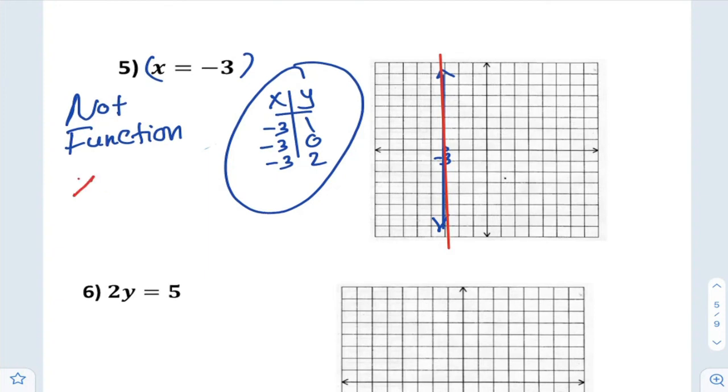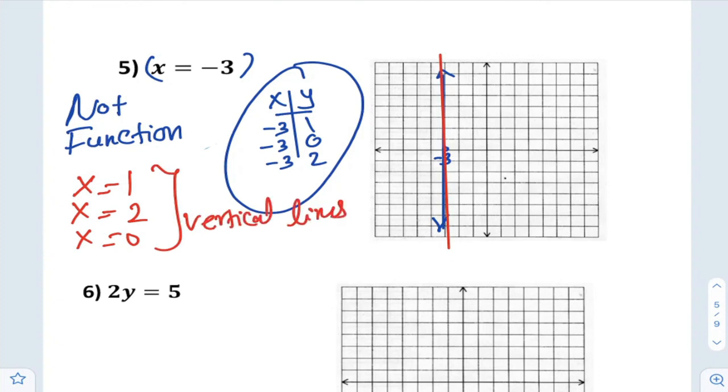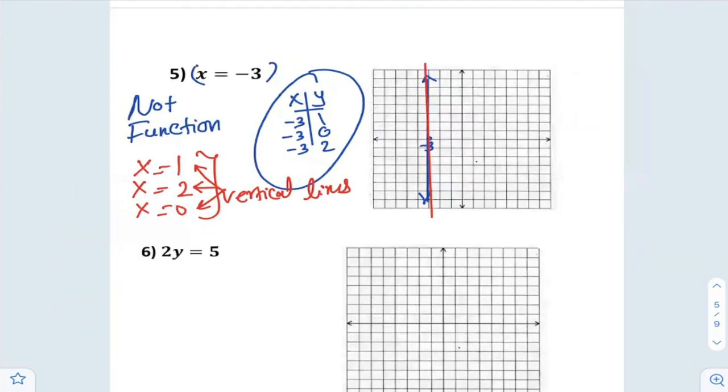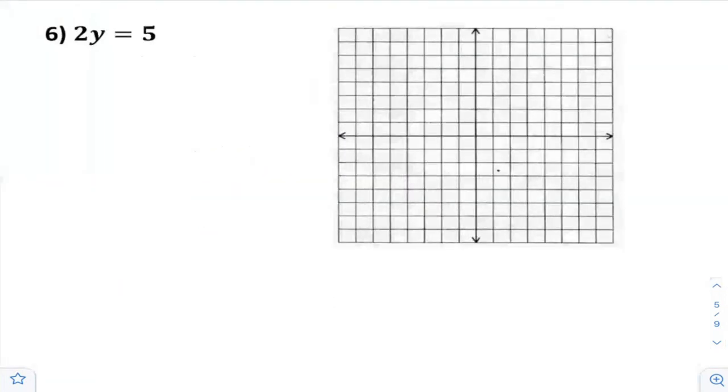So if you have x equals 1, x equals whatever, x equals any value, x equals 0, all of them will be vertical lines. Vertical lines, and they are not functions. Vertical line passing through 1, vertical line passing through 2, 0, even negative numbers, it will be fine for you. So remember, no y is there.